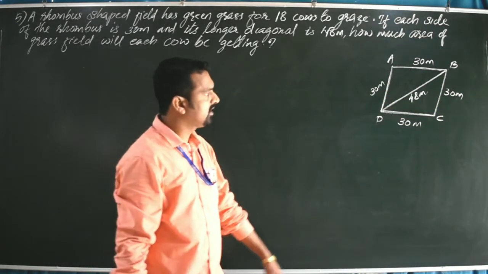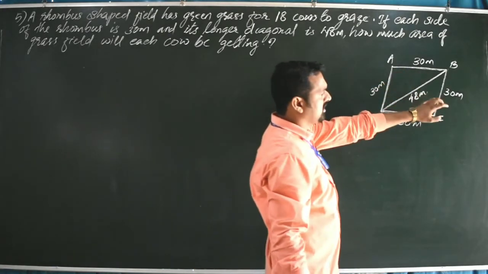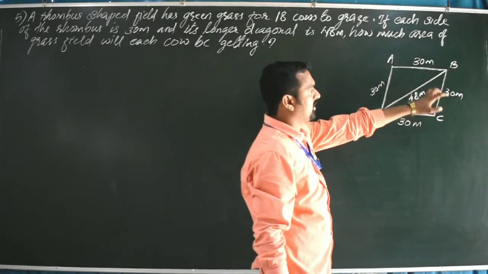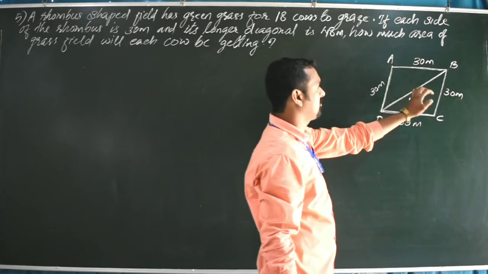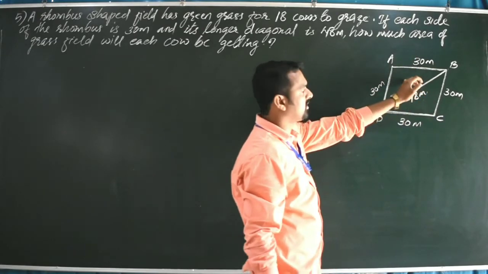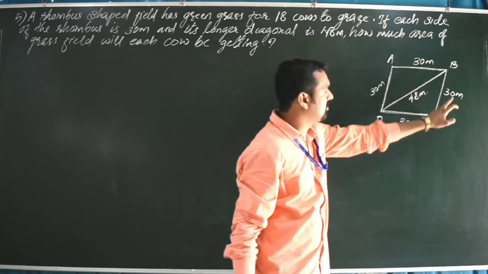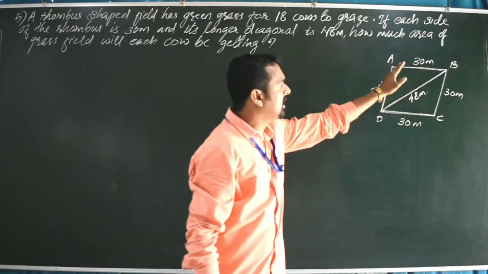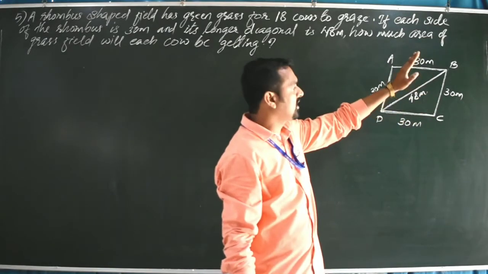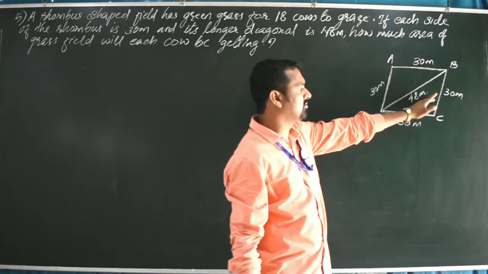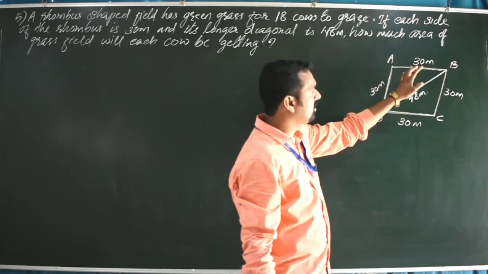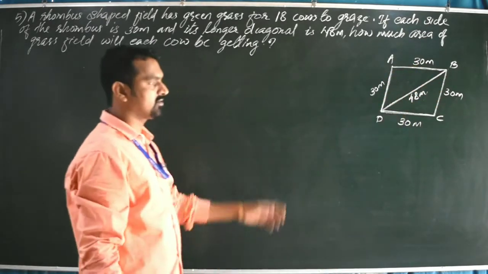But here you see, there is no need to find both triangles' areas separately, because 30 meter, 30 meter, 48 meter is the measurement of ABD, and BCD is also the same, 30, 30, 48. So the areas will be equal. That is, the area of triangle ABD and the area of triangle BCD are equal. So we will find the area of one triangle, and after that we will add it.